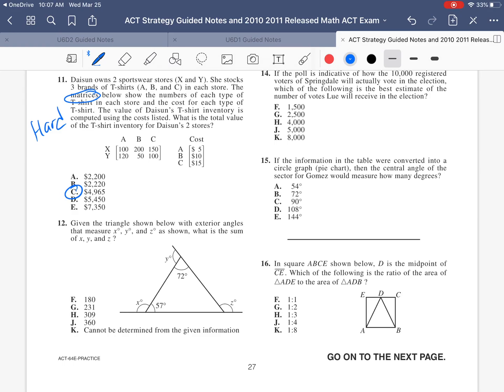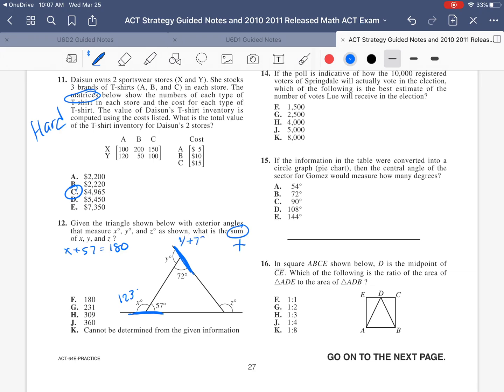And then number 12. Given the triangle shown below with exterior angles that measure x, y, and z as shown, what is the sum, we know sum is addition, of x, y, and z? Well, we know that when we have a straight line, there are supplementary angles, right? So it's x plus 57 equals 180. And then we can solve 180 minus 57. We know that x is 123 degrees.